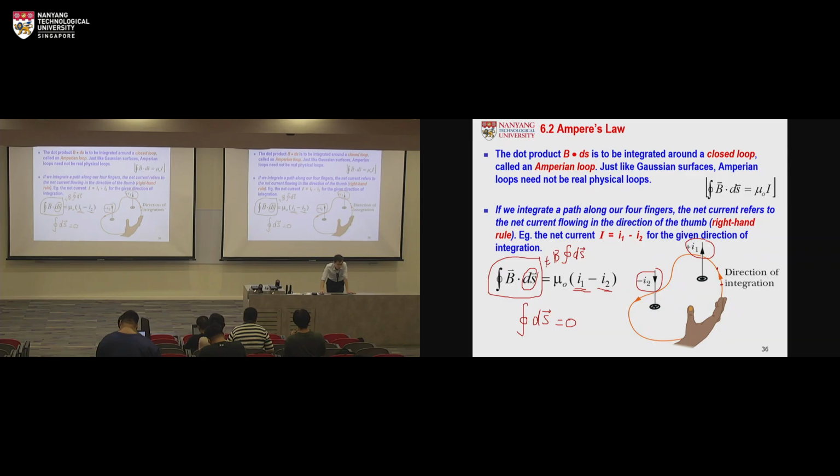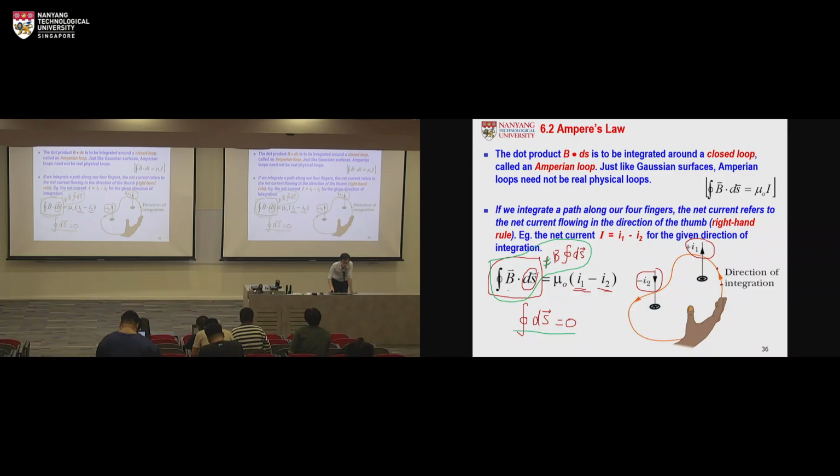These two are not equal. Because again, if you do it this way, it means the B is constant along this entire loop. But it's not. So you cannot do it this way. So these two are not equal. That is why this one, yes, is 0, but the dot product of these two, the integration, is not 0.